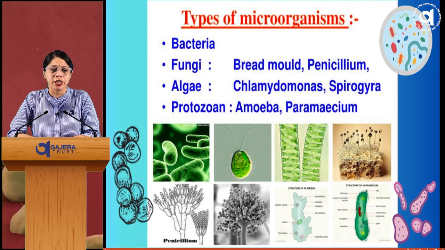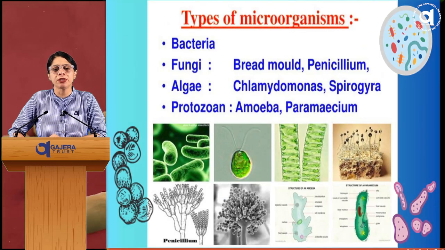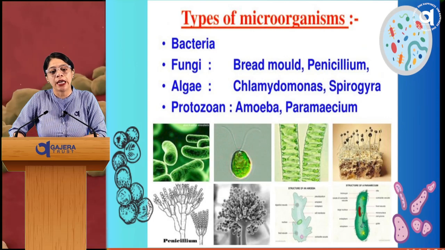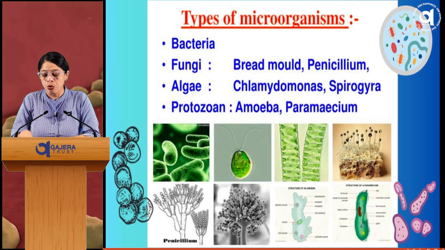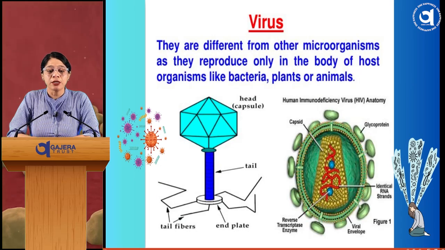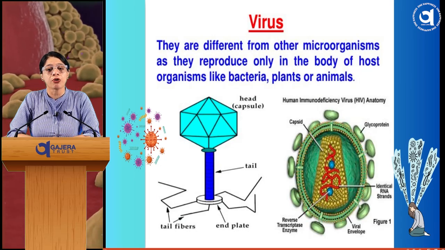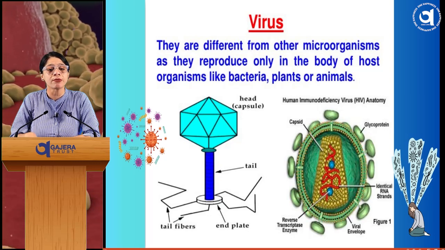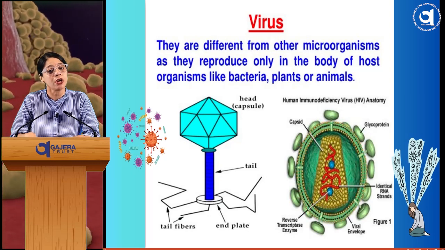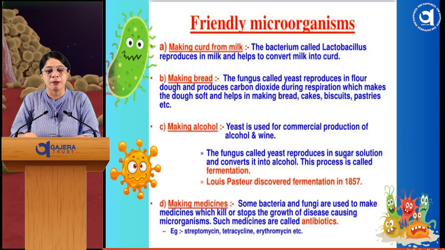Types of microorganisms. Microorganisms are classified into four major groups: bacteria, fungi, protozoa and algae. Okay, so virus. They are different from other microorganisms as they reproduce only in the body of host organisms like bacteria, plants or animals. See this diagram.